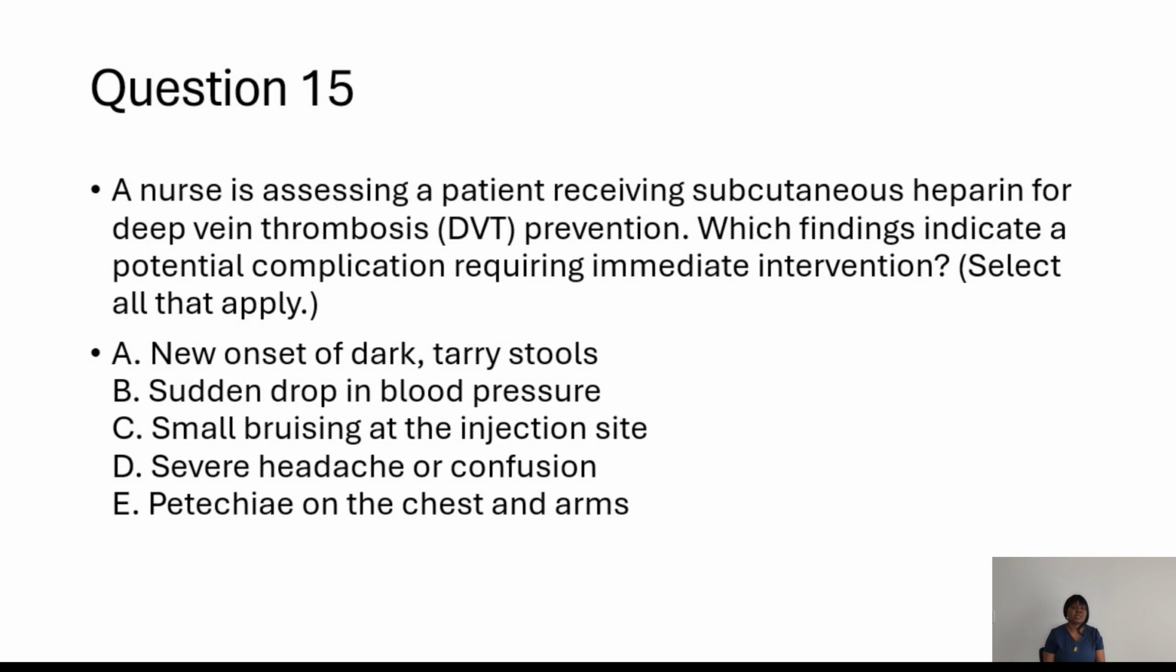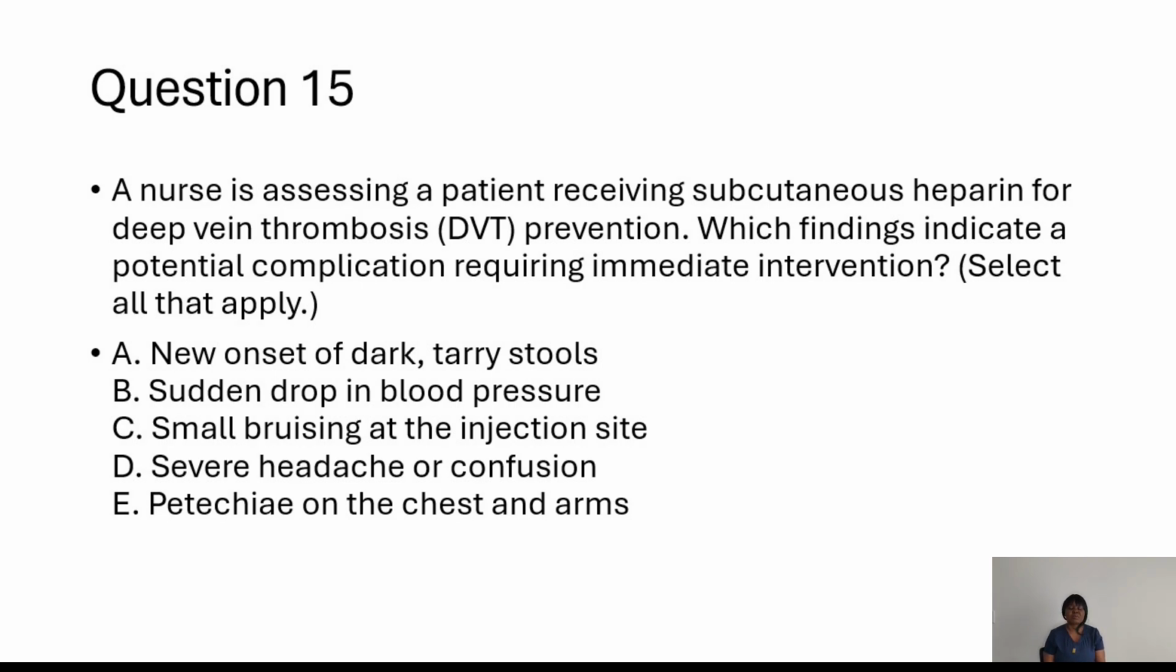Question 15. A nurse is assessing a patient receiving subcutaneous heparin for deep vein thrombosis prevention. Which findings indicate a potential complication requiring immediate intervention? Select all that apply. So this patient is receiving heparin to prevent DVT. Now, which finding will indicate a potential complication? A, new onset of dark tarry stools. Yes, this is something that the nurse needs to address. It indicates a potential complication of bleeding.